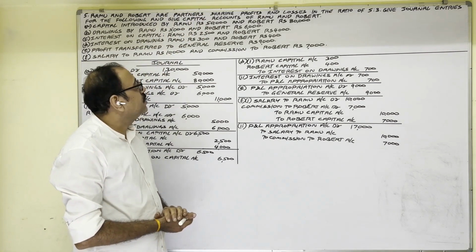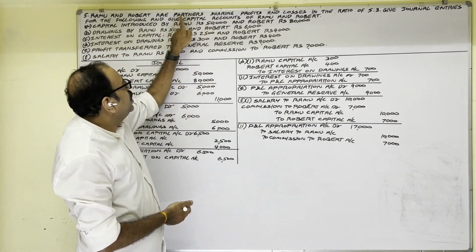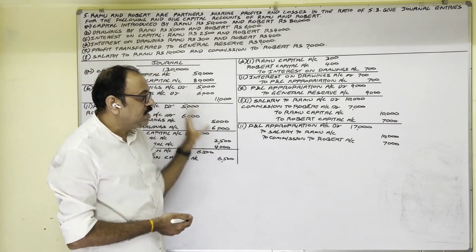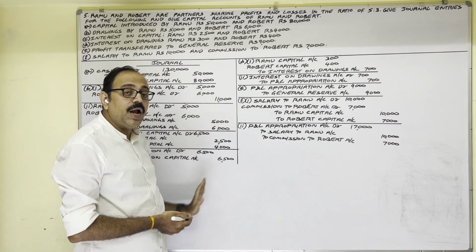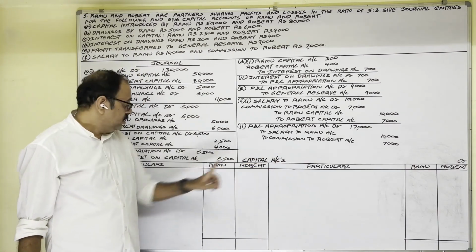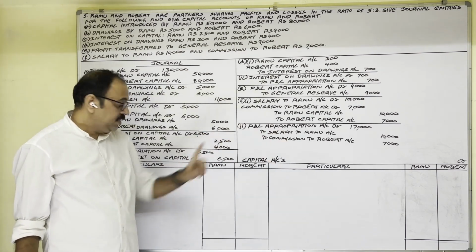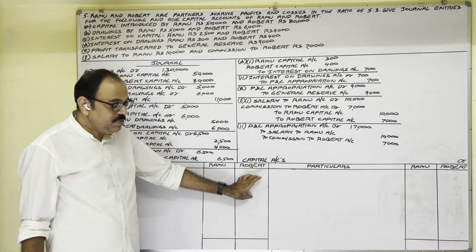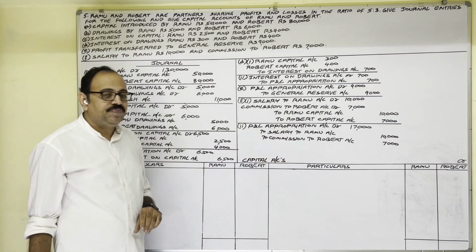Next, what is asked? Give capital accounts of Ramu and Robert. So based on these journal entries, now Ramu and Robert's capital accounts we have to prepare. Capital accounts: debit side, credit side. Debit side, particulars, Ramu, Robert. These are the columns. Credit side also the same.